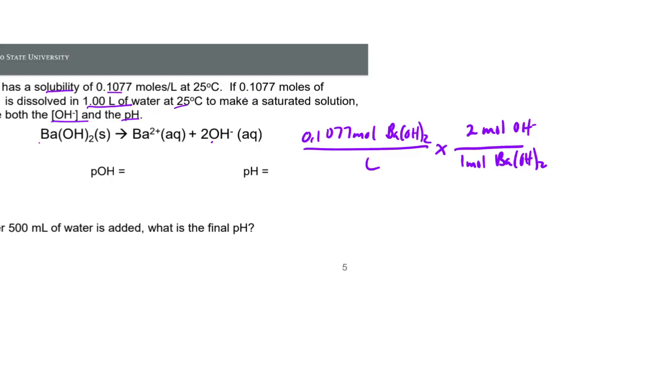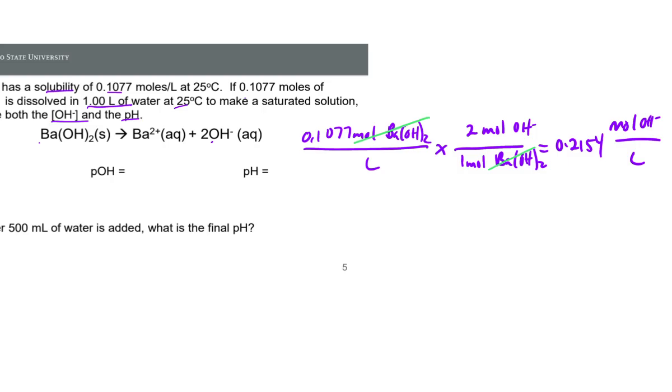And so that allows our moles of barium hydroxide to cancel, and we are going to be left with moles of OH minus per liter of solution. Okay? And we end up with, so this is 2 times 0.1077, which is 0.2154. If you didn't catch that, completely understand, this is an easy place to make a mistake.